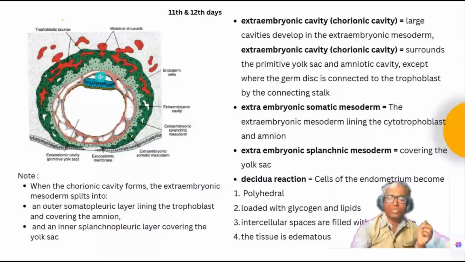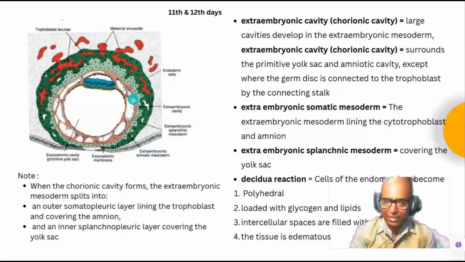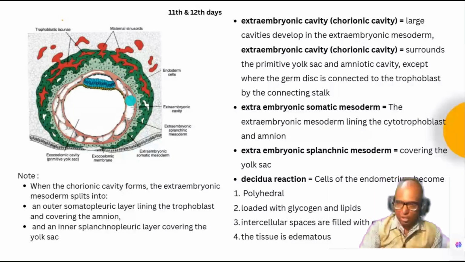Up till now you have seen an amniotic cavity, a primitive yolk sac, and then the development of the extraembryonic mesoderm. In the extraembryonic mesoderm you are also getting a big cavity, lining it all over except at one place, where the inner cell mass is connected to the cytotrophoblast. That is called the connecting stalk. We will see that in diagrammatic form in the next slide. I hope you are following how it is getting formed layer by layer.